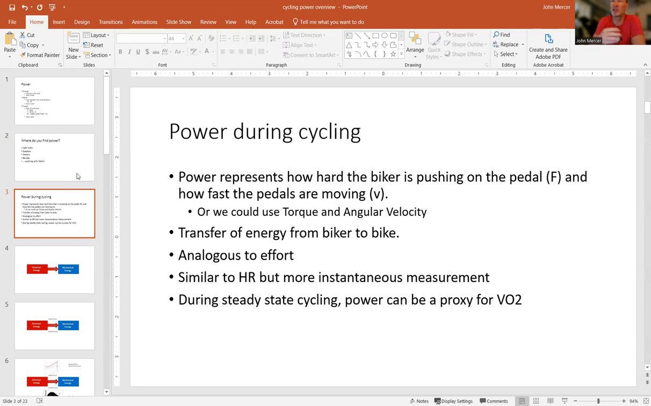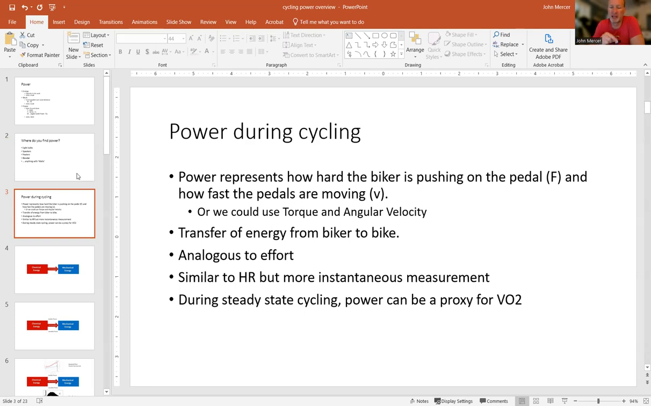Or if we looked at torque, it could be how much torque is being generated to rotate the pedals, and then how fast the pedals are rotating. Either of those equations are fine, and you end up getting the same exact answer when you follow all the math and physics rules of using these different parameters. What that power is really representing is the transfer of energy from me, the biker, to the bike. And it ends up being analogous to effort or intensity of cycling.